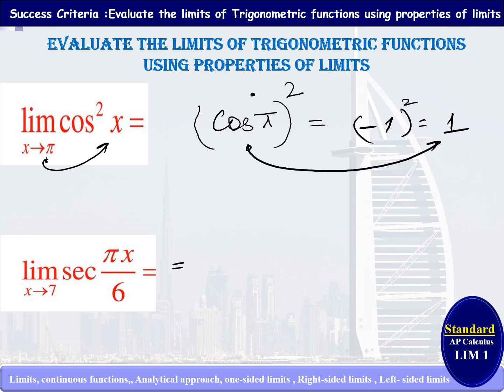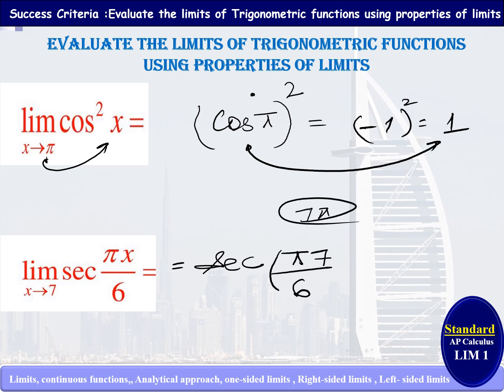Now x is approaching 7. Secant of pi x by 6. So first of all, we write secant of pi. In place of x, we will write the 7, which means it becomes 7 pi over 6. Now for the calculator, secant is the reciprocal of cosine. And write here 7 pi over 6. Write in the calculator and get the answer.